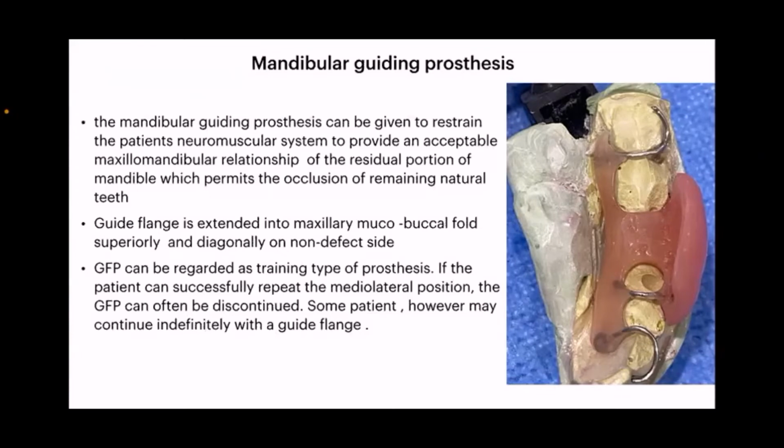Guide flange is extended into the maxillary buccal fold superiorly and diagonally on the non-defect side. These guiding flange prostheses can be regarded as just a training type of prosthesis. If a patient can successfully repeat the mediolateral position, the guiding flange prosthesis can often be discontinued, and some patients, however, may continue indefinitely with the guide flange.